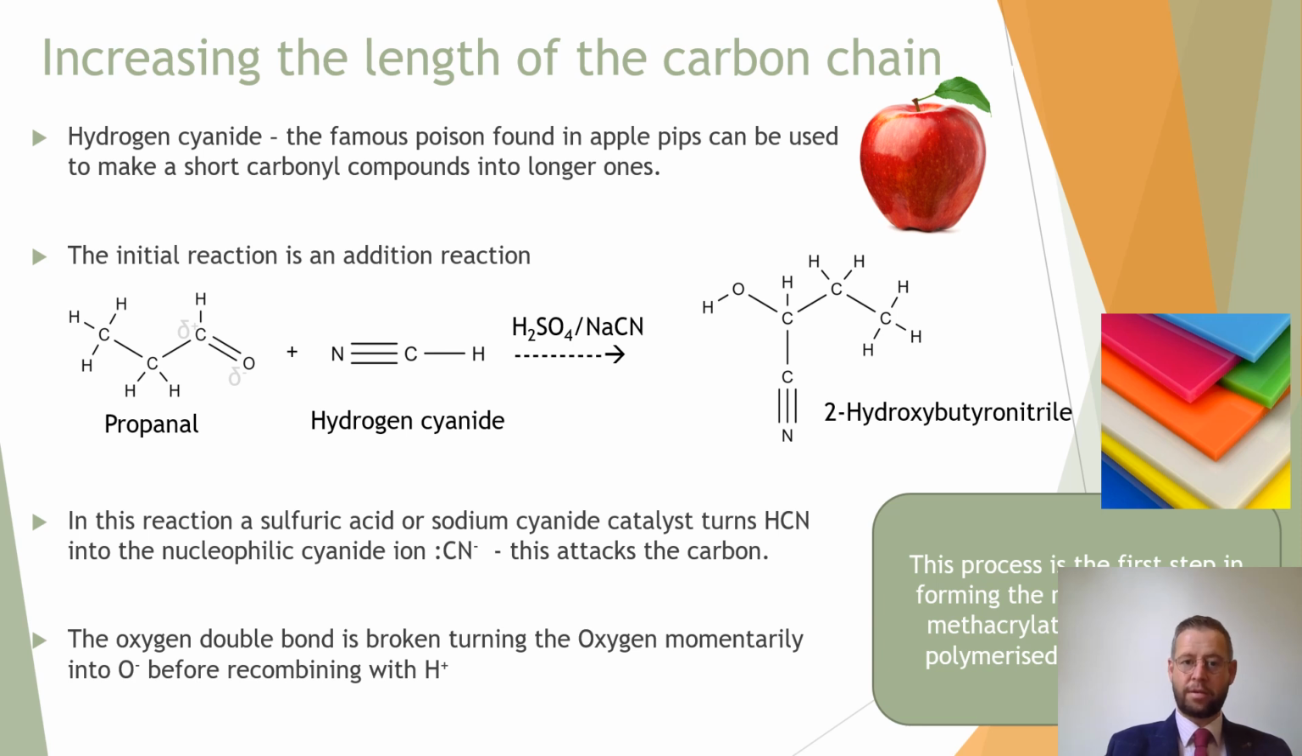So the very first one I want to talk about is how we can increase the length of a carbon chain. We can actually use these properties of a ketone or an aldehyde to make our carbon chain much longer. And we start off with a chemical called hydrogen cyanide. It's a famous poison. It's found in apple pips, and it's used to make short carbonyl compounds into much longer ones.